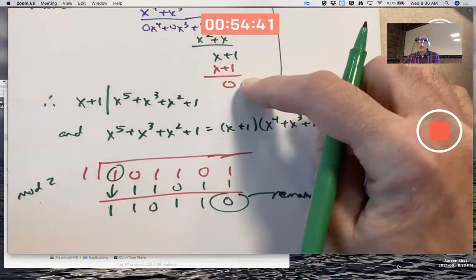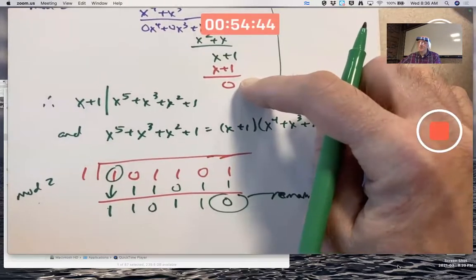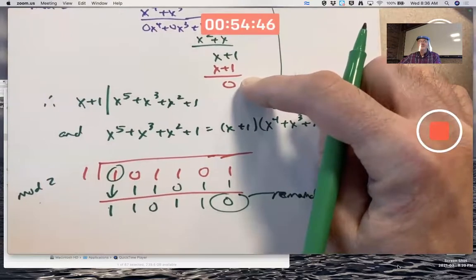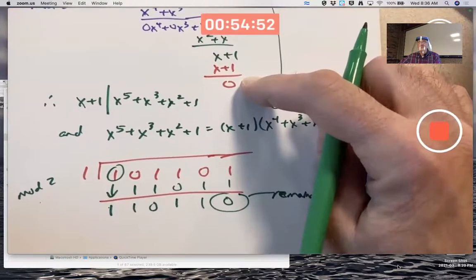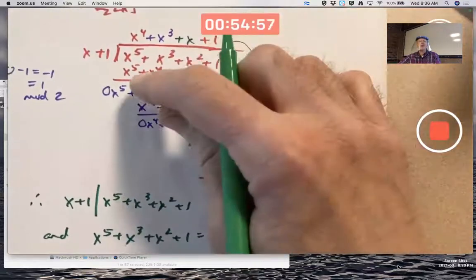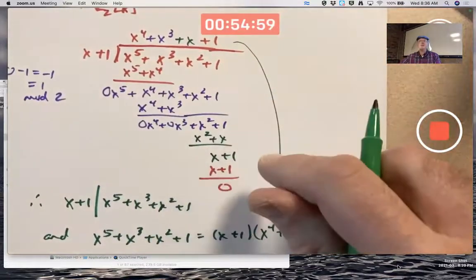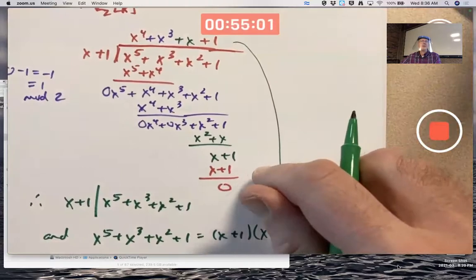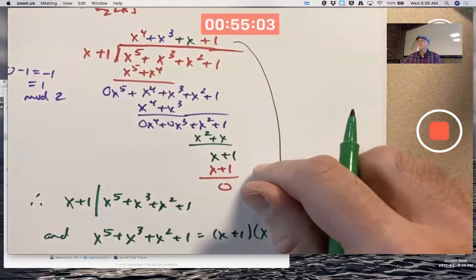Of course, in this ring, the only possible remainders are 0 and 1. In Z3X, the only possible remainders are 0, 1, and 2, if I'm dividing by a linear polynomial. If I'm dividing by some higher power, I could get a remainder that is also a higher power, higher degree, I should say.